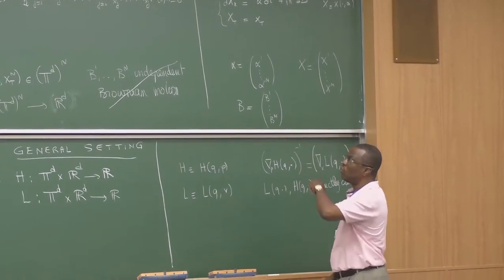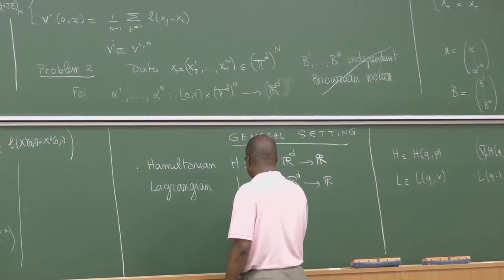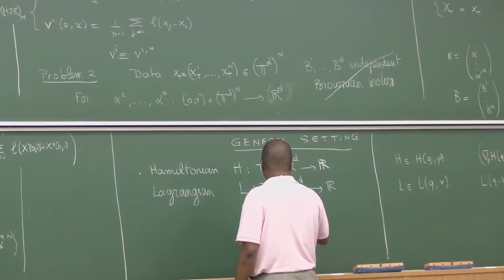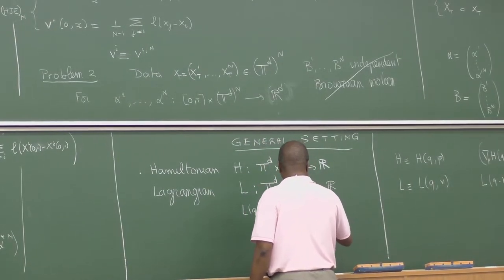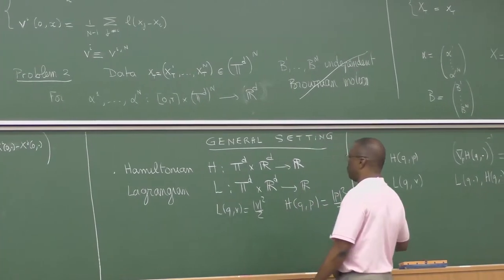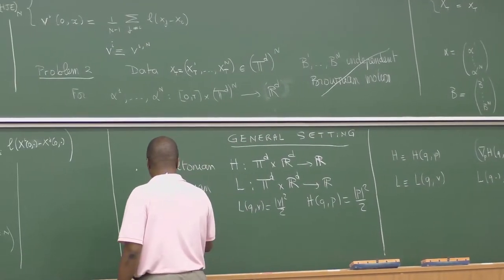So now let us compare that to the toy problem. In the toy problem, L of q, v is v squared over 2, and H of q, p is p squared over 2. So this is the toy problem.